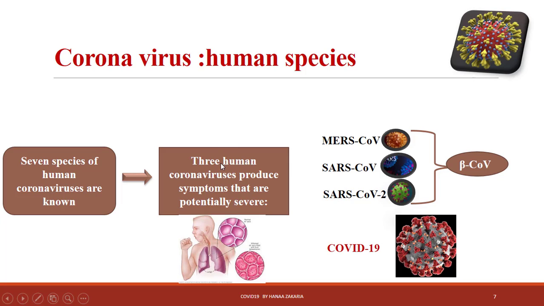Three human coronaviruses produce symptoms that are potentially severe. For example, MERS-CoV, SARS-CoV, and SARS-CoV-2, these are all beta CoV, and the new coronavirus COVID-19.